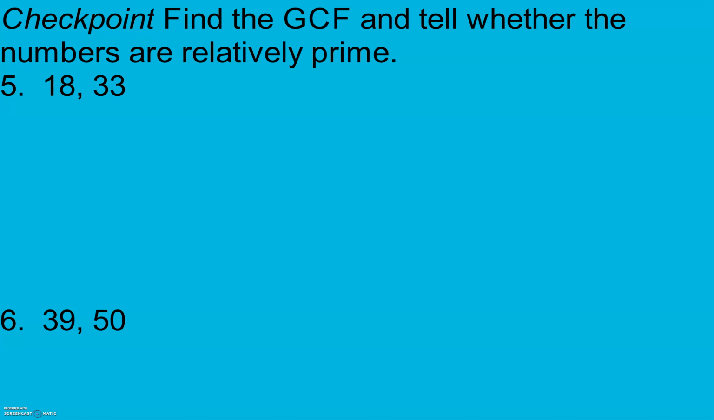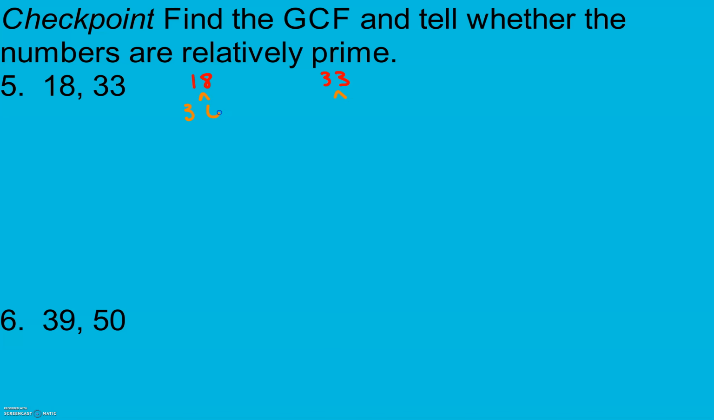Here we're going to find the greatest common factor and tell whether the numbers are relatively prime. So feel free to give it a try, please. In 5, we have 18 and 33. And I'm going to find the factor trees here to compare our common factors.